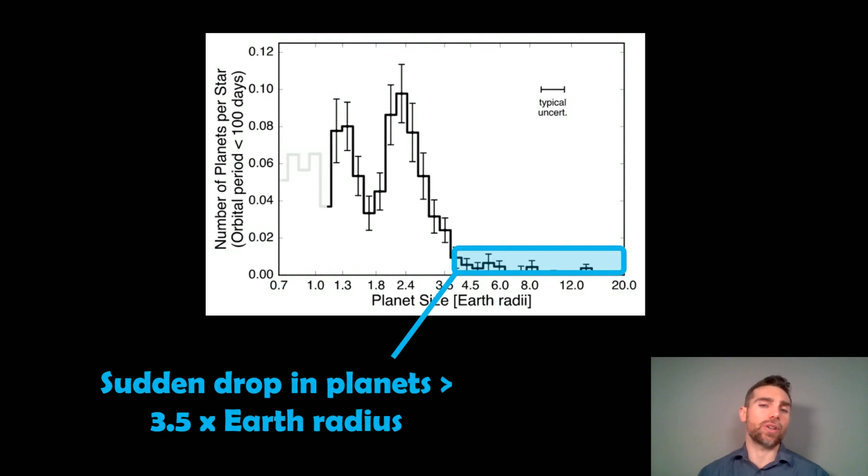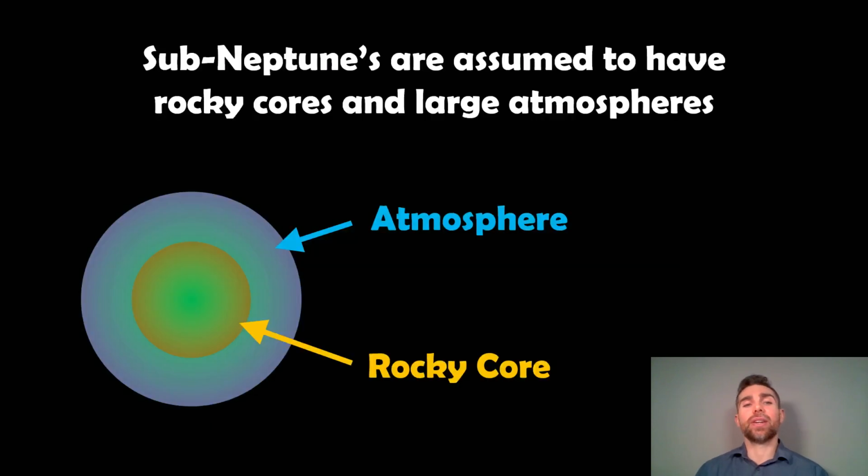But the thing we're interested in for this particular video is this radius cliff. Once you get to a certain size, there's a very sudden drop off in the number of planets at that sub-Neptunian size. It occurs around 3 to 3.5 times Earth radius. There's a very, very dramatic drop and lack of planets at that particular size. So why might that be the case?